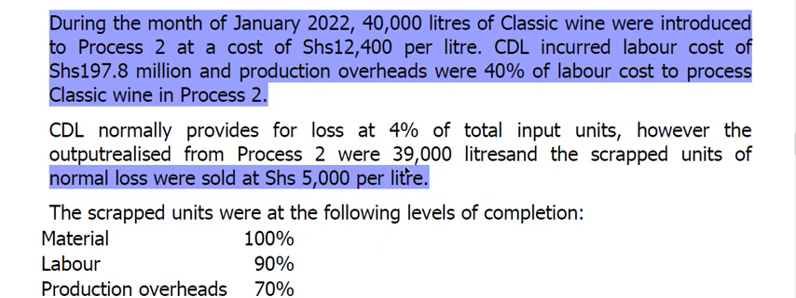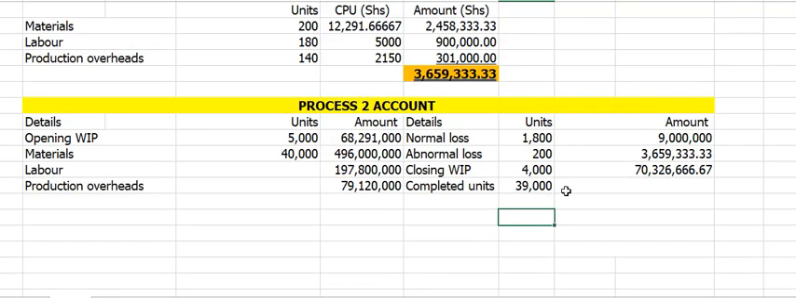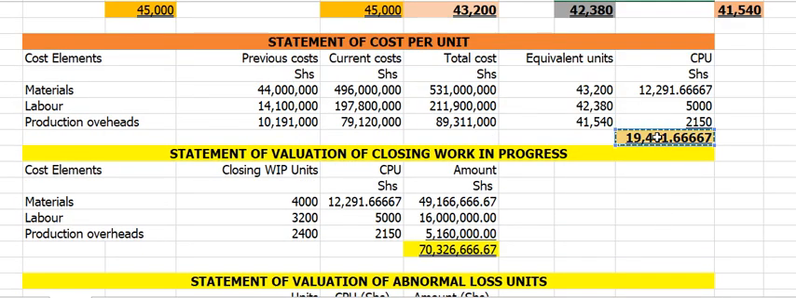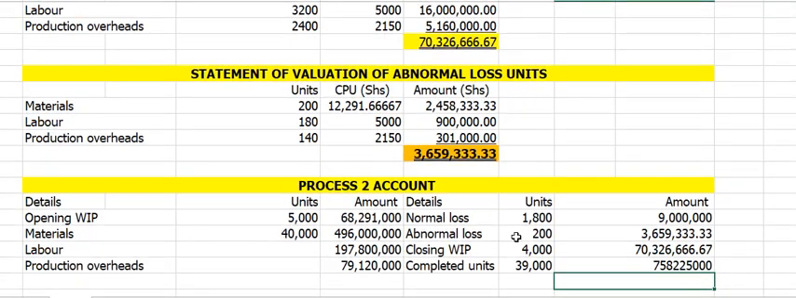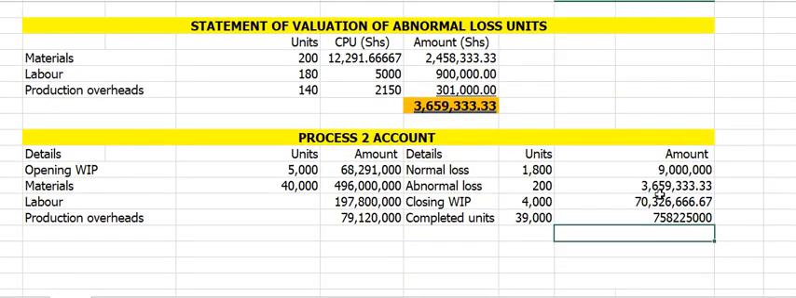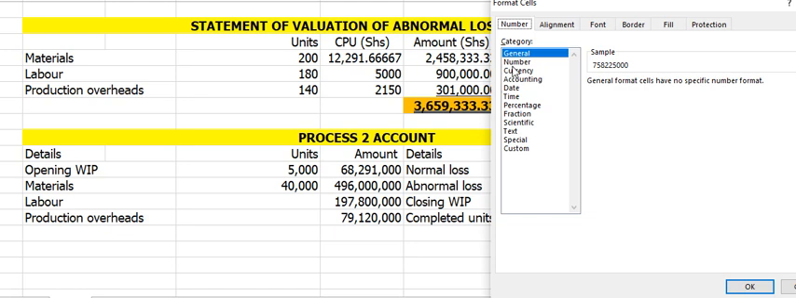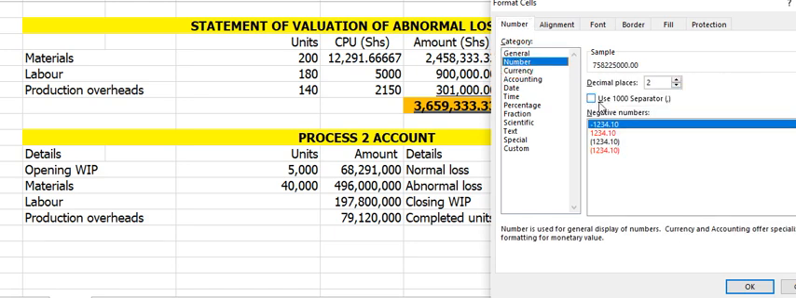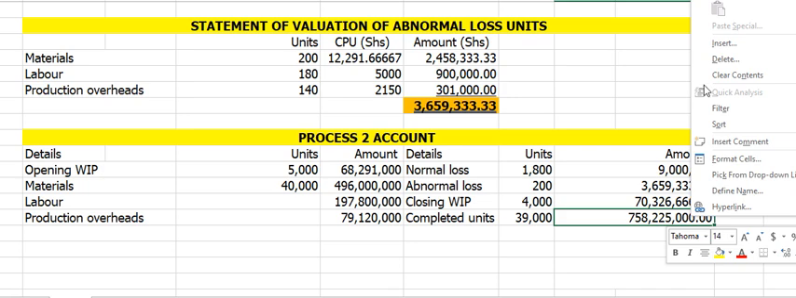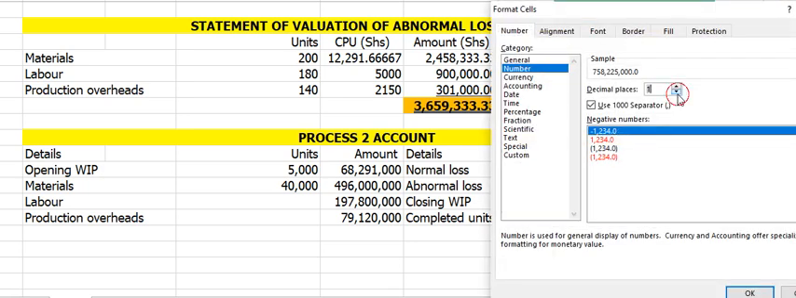were realized from process two, so it will be transferred to process three, because under process costing, the output of one process becomes the input of the other process. So here we have 39,000 liters, but how are you going to value them? So it is 39,000 liters times the cost per unit total. From your statement of cost per unit, you multiply the 39,000 liters times your total cost per unit, then you come up with your value of the completed units.